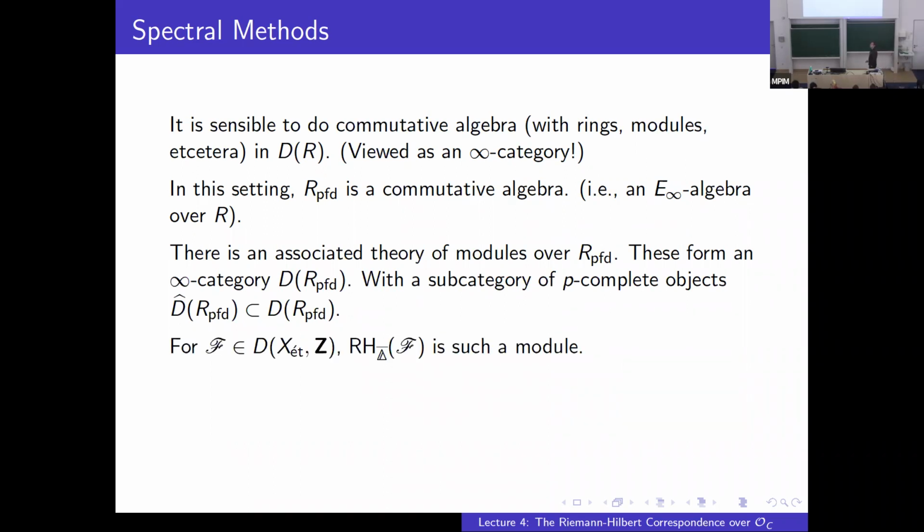And well, what's an example of a module over R puft? Well, anything that comes out of this Riemann-Hilbert construction, right? This R puft was defined as the inverse limit of all perfectoid R algebras. And this RH prism bar of F is defined as the inverse limit of a system of modules over that system of algebras. And therefore, you could promote this RH prism bar to a functor from sheaves on X to this p-complete derived category of the perfectoidization.